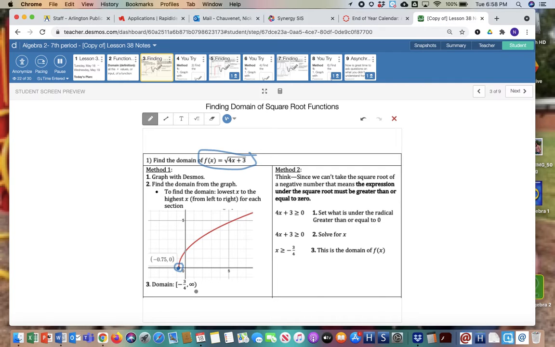All right, so what's the second method? Since we can't take the square root of a negative number, the expression under the square root must be greater than or equal to 0. So we take whatever the radicand is and say it's greater than or equal to 0. So 4x plus 3 greater than or equal to 0, and then we just do algebra 1. Minus 3, divided by 4, we get x is greater than or equal to negative 3/4, which you could still write this way, or it would be from this value to infinity.